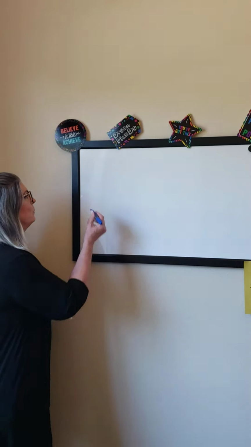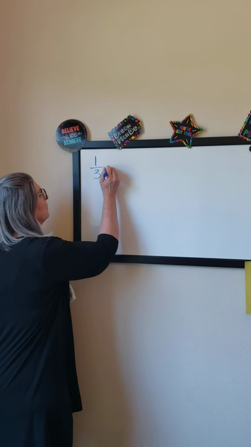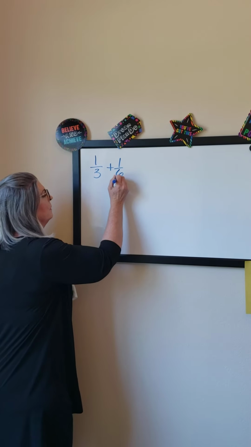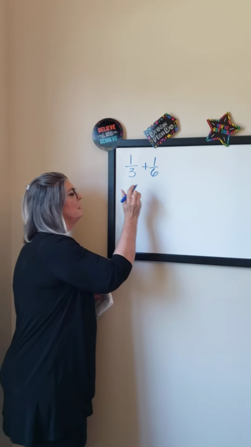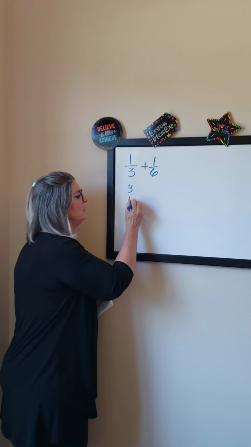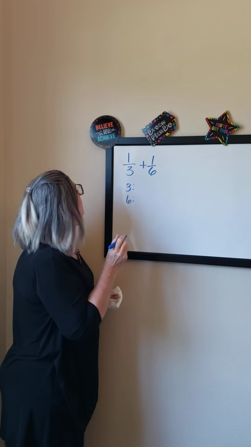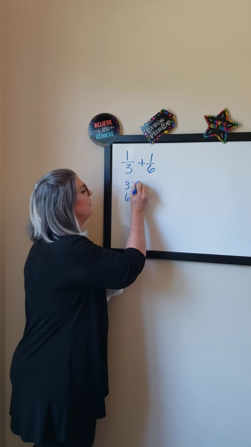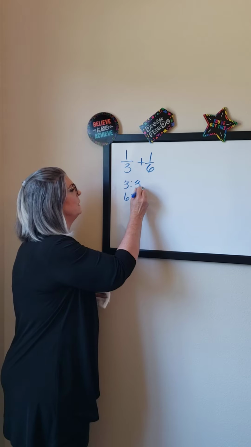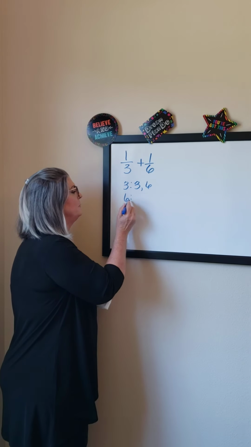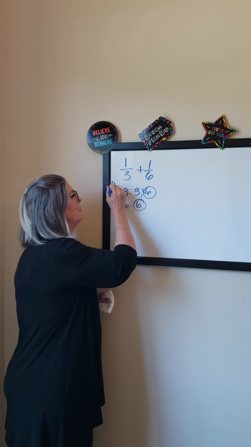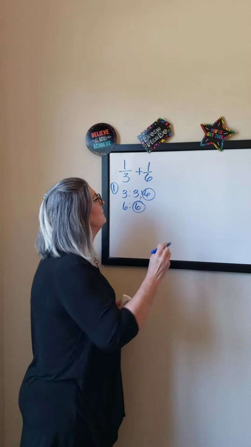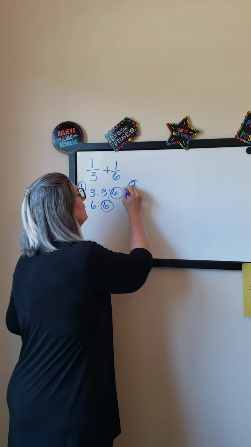We are going to start with 1/3 plus 1/6. Now, once again, they're not common denominators. So we will find them by doing multiples. 1 times 3 is 3. 2 times 3 is 6. 1 times 6 is 6. So this is the same as this. This is step 1.